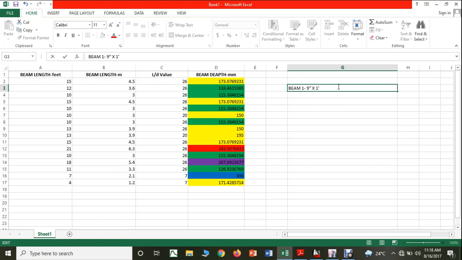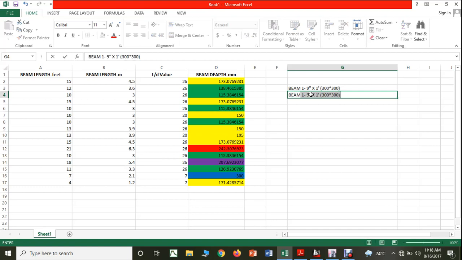Okay, if you want it in the bracket, I can write it. That is 300 by 300, it is almost. Okay, that is my beam 1.